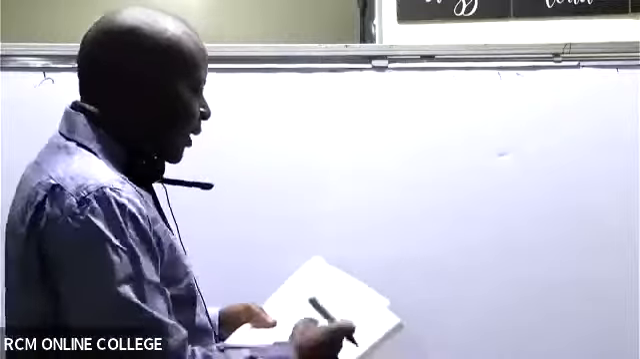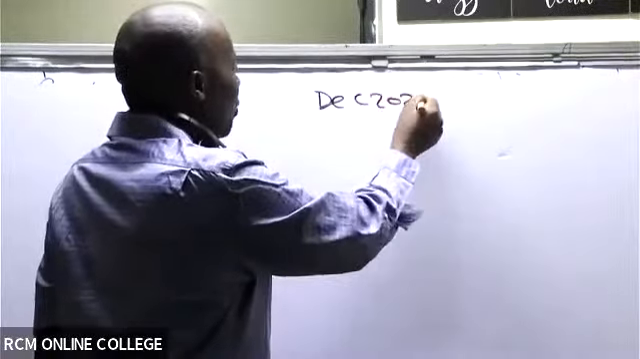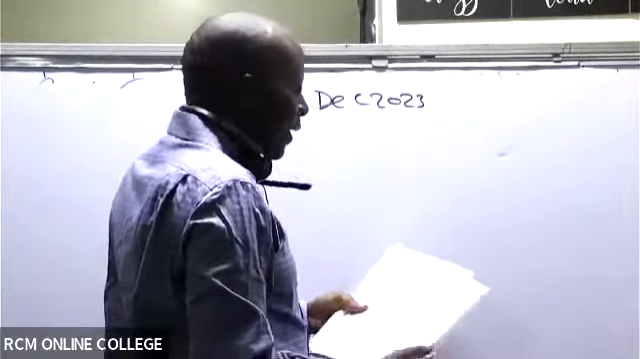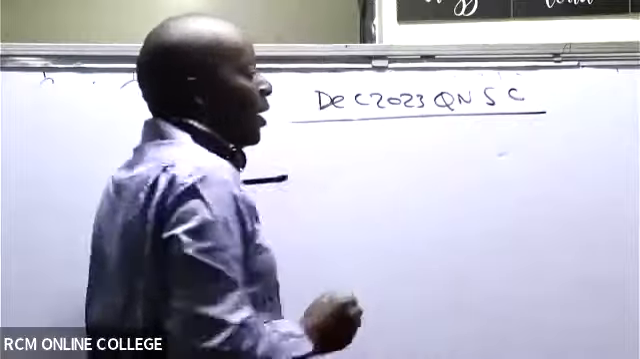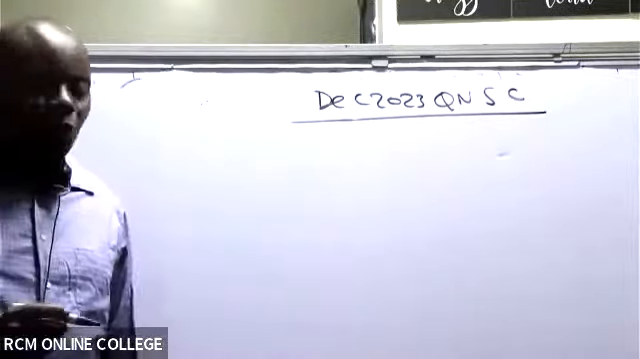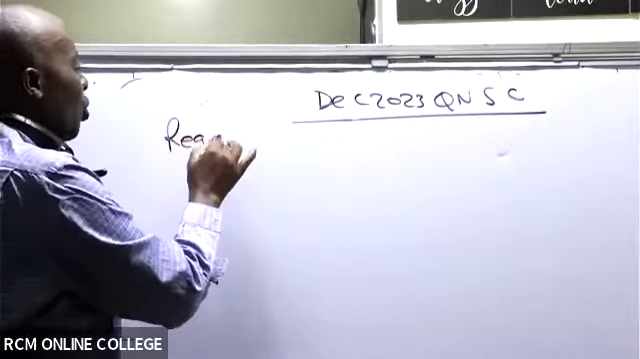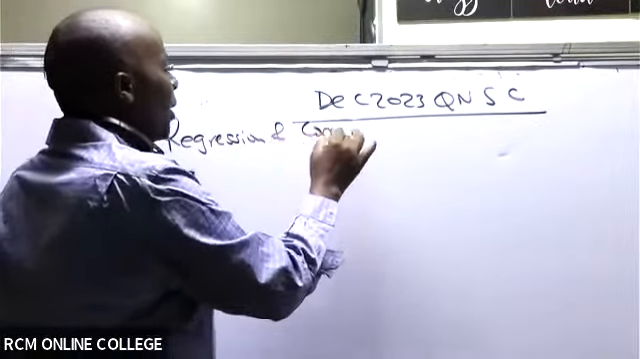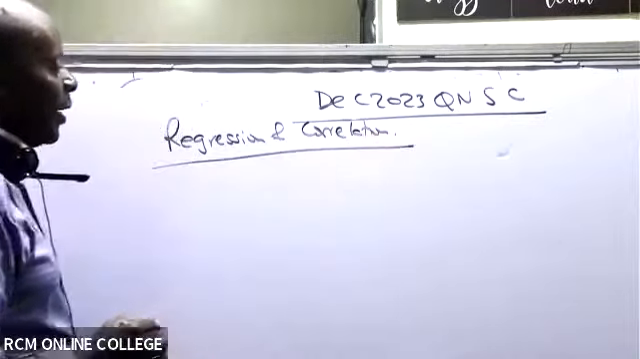I'm looking at December 2023, question number 5C. I would want to look at regression and correlation. That is topic number 4 and topic number 5.